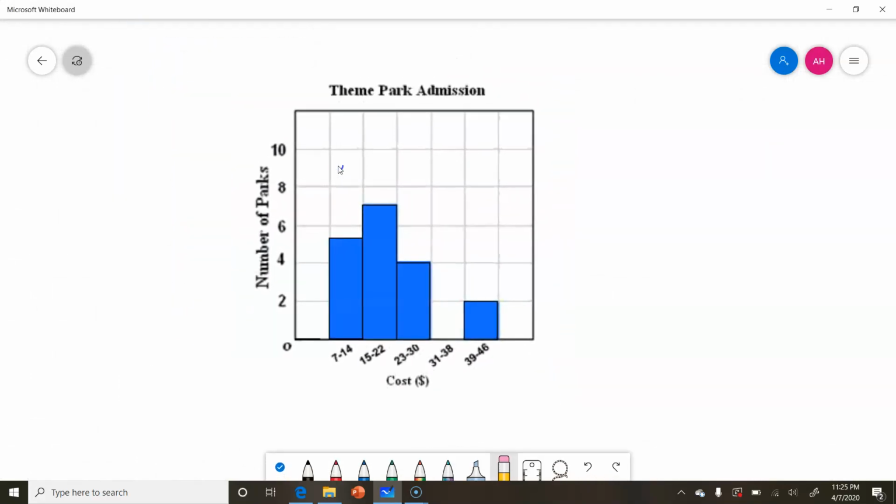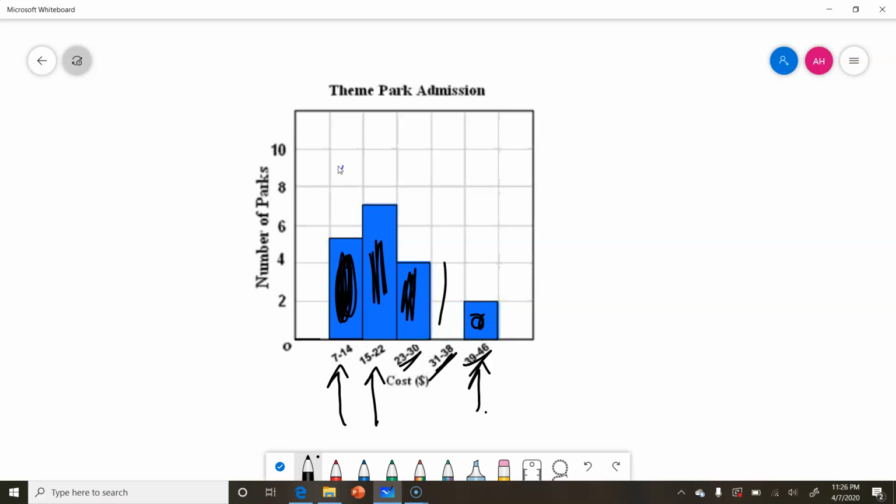Okay, now you see right here, do you see this 7 to 14, 15 to 22? Do you see that this is the cost and it's a range, okay? So anything in this whole blue area represents 7 to 14. Anything in this whole area represents 15 to 22. Anything in this whole area represents that, and this whole area represents that. Look, 0 are in that category, right? You see there's nothing there. But do you see how these are all against each other? They're all touching. That's why it is a histogram, okay?